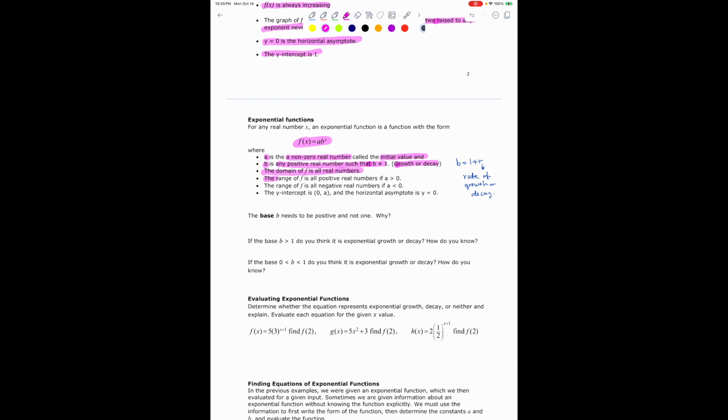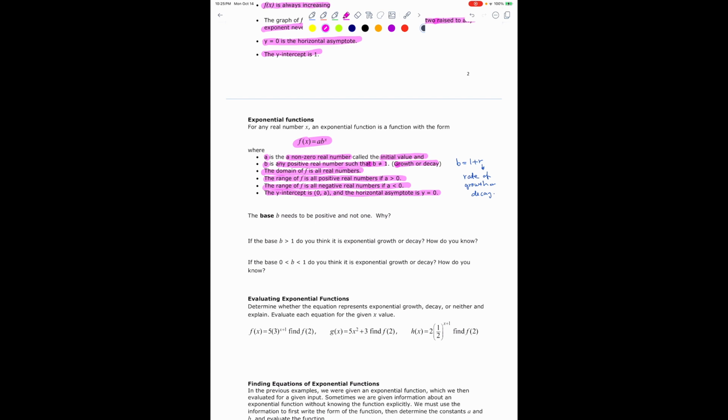And the range of this function is all of the real numbers if a is positive. If a is negative, then the range is all of the negative real numbers. That is, if a, or the initial value, is negative. The y-intercept is going to be (0, a), where a is the initial value. And the horizontal asymptote is going to be the x-axis, or the line y equals 0.